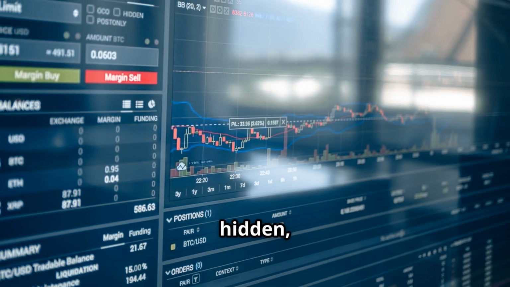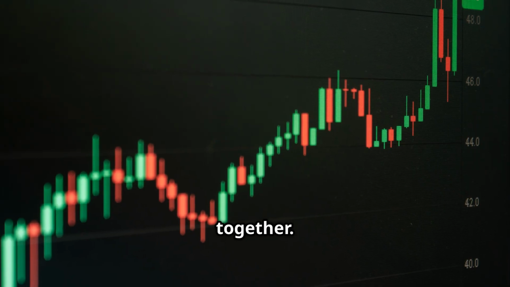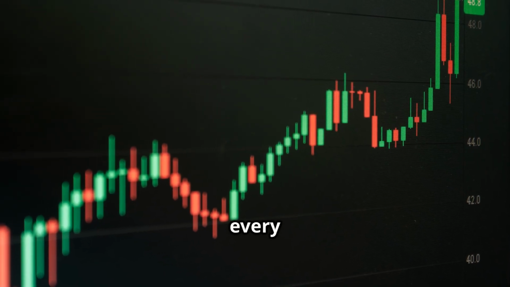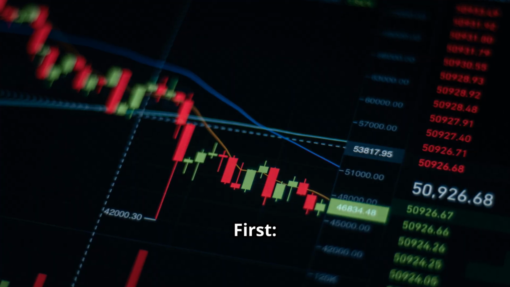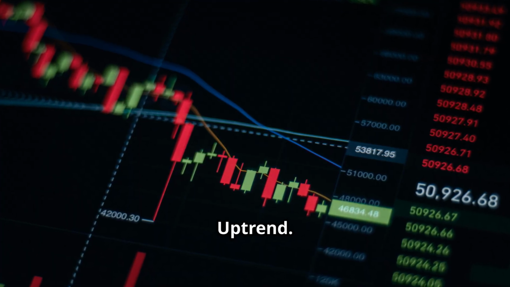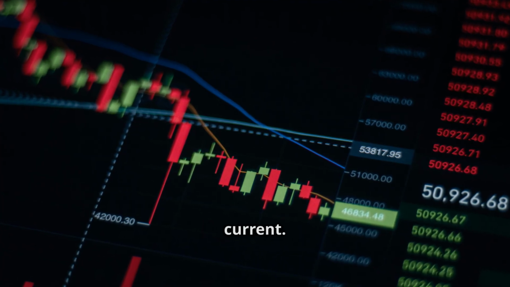The secret isn't some hidden magical indicator. It's using a few simple, powerful tools together. A clear set of rules you can follow every time, without emotion. This method focuses on 3 pillars of any price move. First, trend. Uptrend. Downtrend. Trade with the trend, like swimming with the current.